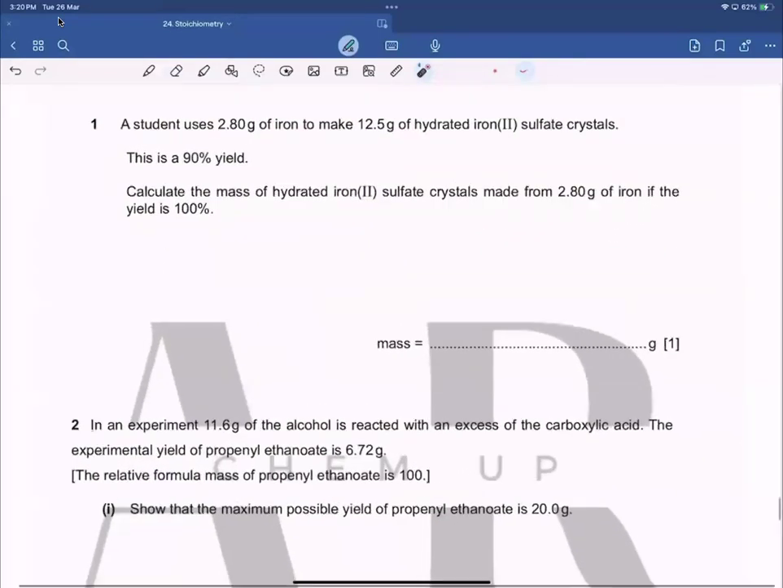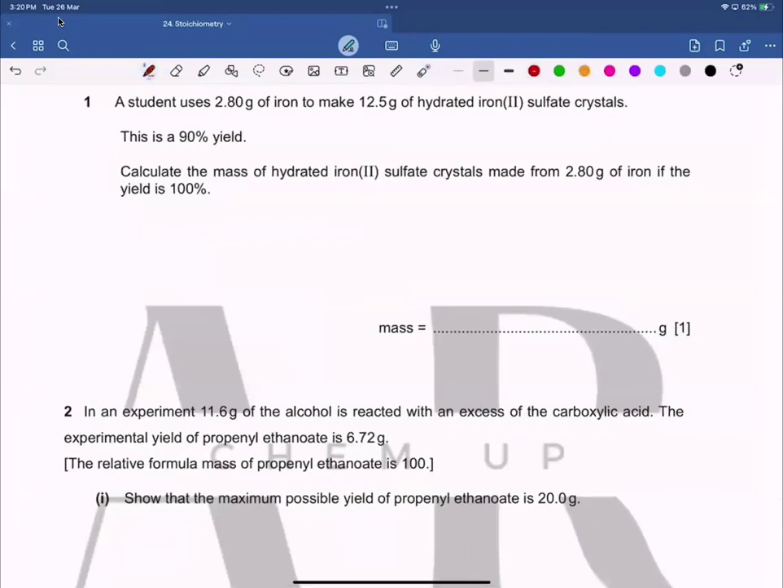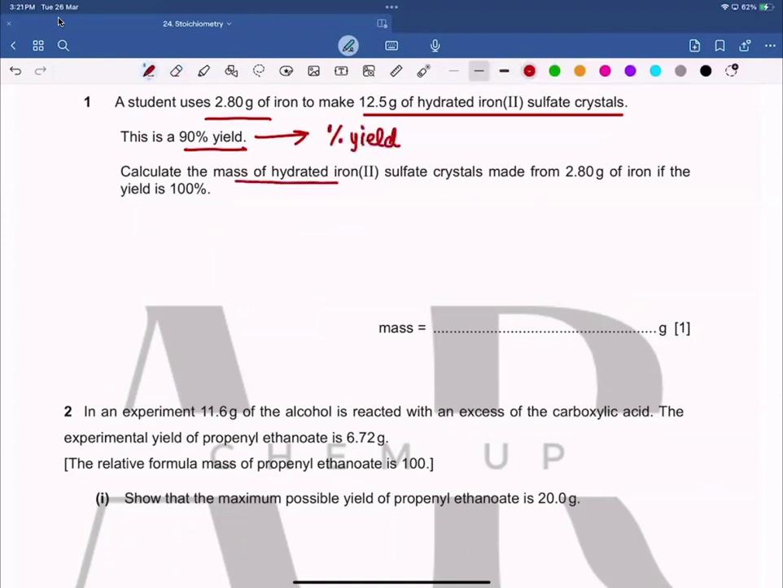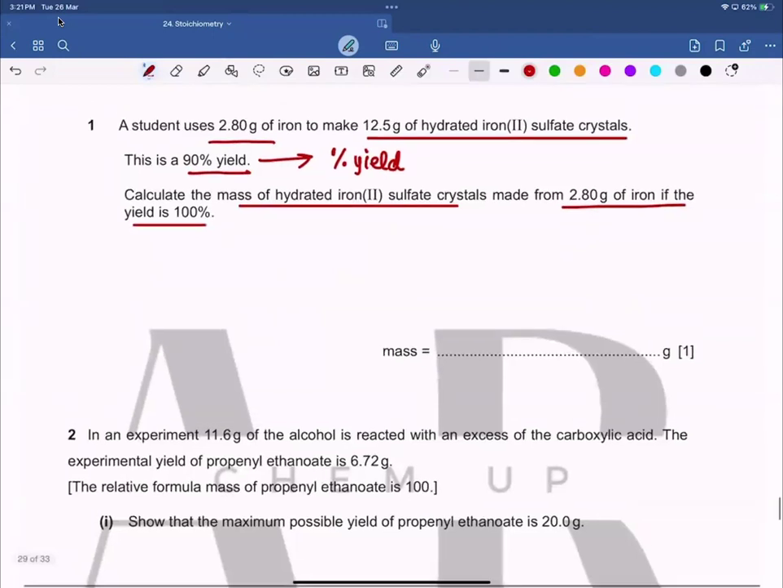Now, have a look at this question. A student uses 2.8 gram iron to make 12.5 gram hydrated iron II sulfate crystals. This is 90% yield. So see, in this question, what has the examiner provided you? Calculate the mass of hydrated iron II sulfate crystals made from 2.8 gram of iron if the yield is 100%. Okay.